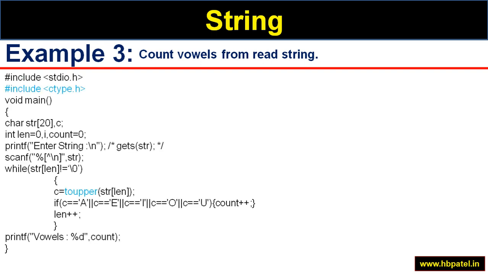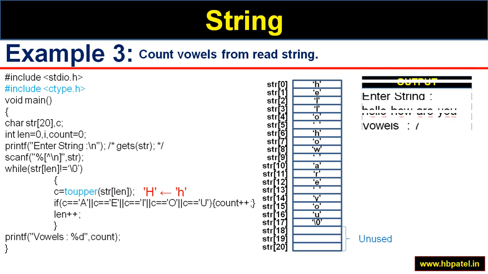Now one more example, to count vowels. Now we know that A, E, I, O, U are the different vowels. So over here the output is something like this. Enter a string, then we enter hello, how are you? Then we can see that E, O, O, A, E, O, U. There are a total of 7 vowels. Now how do we check them? For that, let's have a simple character string, the length and count. Count is nothing but we'll be counting the total vowels.